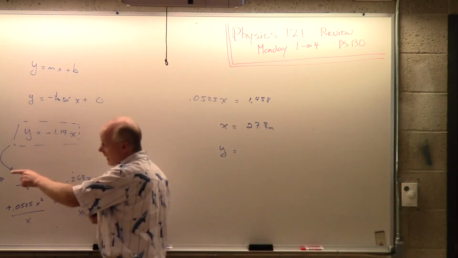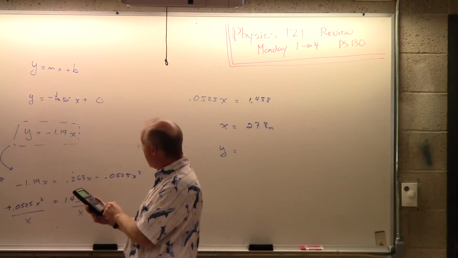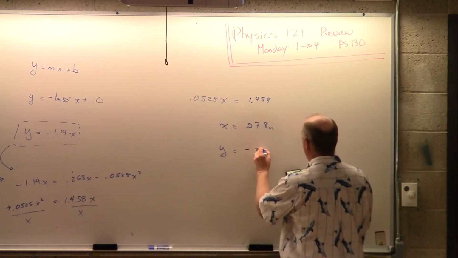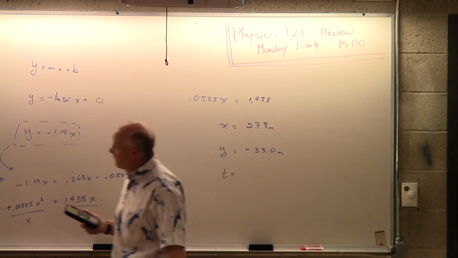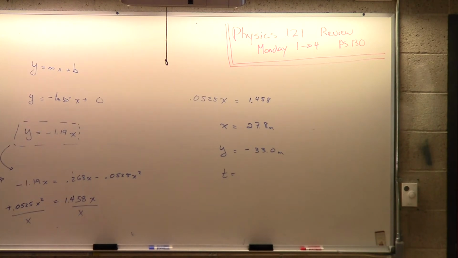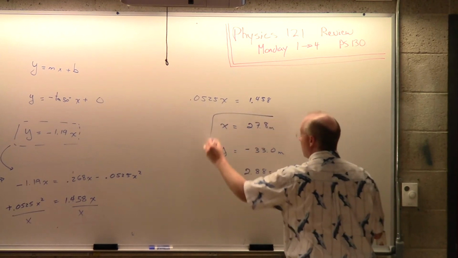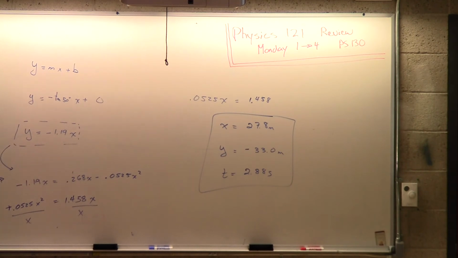Once I get x, I can put it into any of these equations. This one looks like the easiest one there. So I will go times a negative 1.19 and come up with a negative 33.0 meters. And I don't think they asked for time, but why not? Let's get it here. We can take our x, 27.8, and divide it by 9.66 and come up with 2.88 seconds. And so there, if we've done our math right, is a solution to these equations. And if we did our equations right, then it's a solution to the physics.